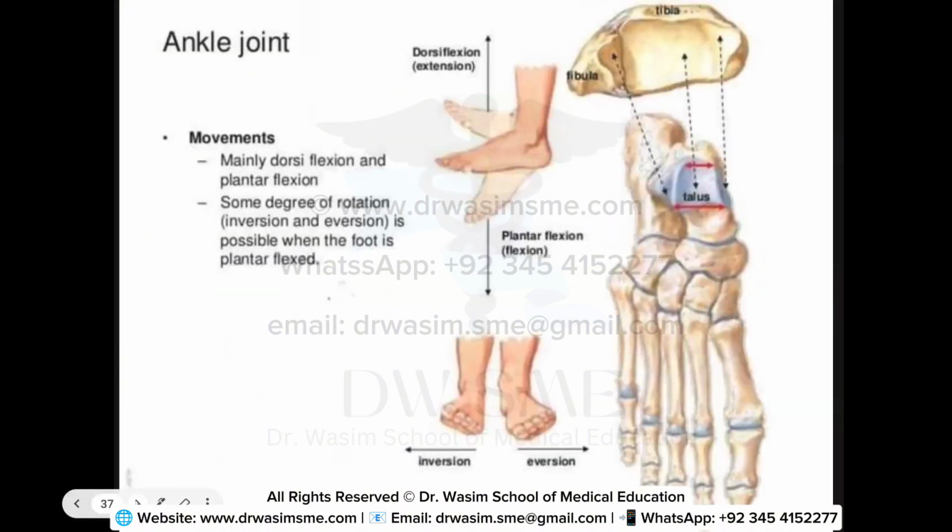So regarding the movement, we have the dorsiflexion, that is the forward and upward movement, and we have the plantar flexion, which is the downward or backward movement. Now, these two movements occur at the ankle joint, which is present between tibia, fibula, and talus. Whereas inversion and eversion occurs at the subtalar joint, which is present between the talus and calcaneum. So this is the difference that you need to know, and it is frequently tested in the form of MCQs.